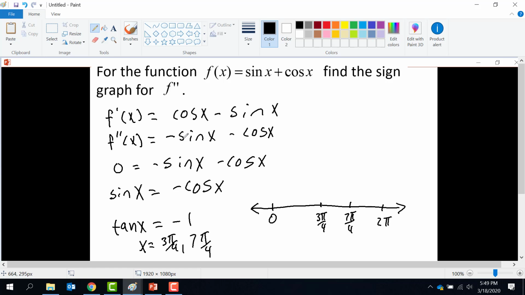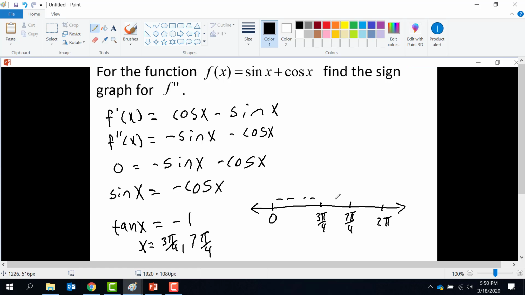We have a continuous function. These are the only zeros. So in each interval, the output is either always positive or always negative. It's not obvious what it is. So again, at 3 pi over 4, we could use pi over 2. At pi over 2, this one's 0, and this one is 1, so we'll get negative 1. So we get negative.